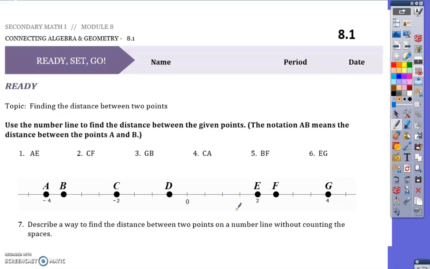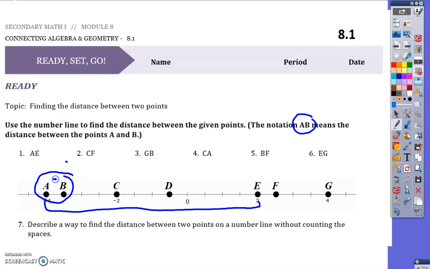It says, use the number line to find the distance between the given points. The notation AB means the distance between points A and B. So A to E, from here to there. Now we can either count, but if I'm looking at the counting, this is 2 and this is 0, and there's more than 2 spaces there. So I think I really want to just do AB first, just as an example. AB, the distance is 0.5 because it's half. So 0.5, and it doesn't say how long everything is, so we're going to say units.